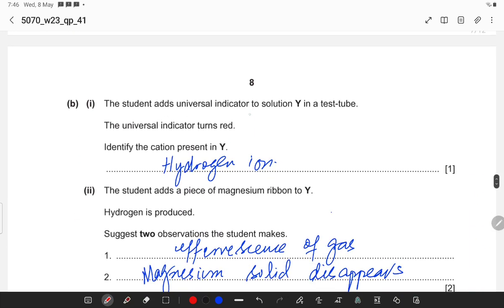The student adds universal indicator to solution Y in a test tube. The universal indicator turns red. Identify the cation present. If universal indicator turns red, it is due to an acid. So the cation in an acid is the hydrogen ion. HCl, H2SO4, HNO3, any acid has H positive ions.